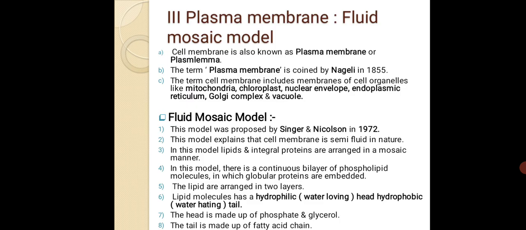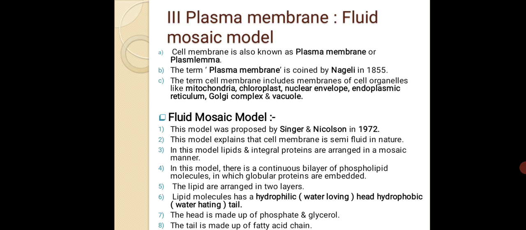Next, plasma membrane fluid mosaic model. Cell membrane is also known as plasma membrane or plasmalemma. The term plasma membrane was coined by Nageli in 1855. The term cell membrane includes membranes of cell organelles like mitochondria, chloroplast, nuclear envelope, endoplasmic reticulum, Golgi complex and vacuoles.